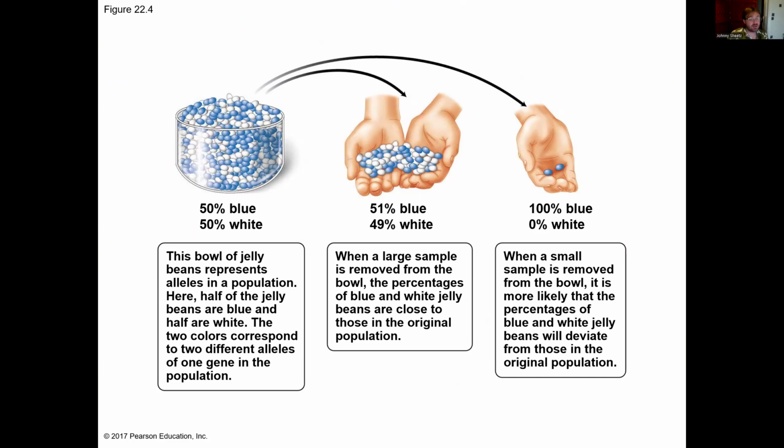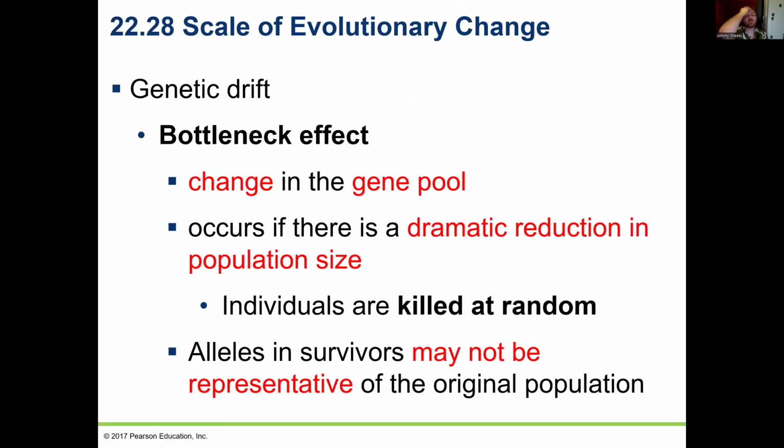This population is known as a founding population, so this would be called a founder event. Basically, our two M&Ms, let's say they went to an island, then beget and populate that island and make the same number of M&Ms. That is considered a founding event. So, the bottleneck effect: a change in the gene pool occurs if there's a dramatic reduction of population size. Individuals are killed kind of randomly, and so a certain amount of allelic diversity may be lost. The alleles in the survivors may not be representative of the original population.